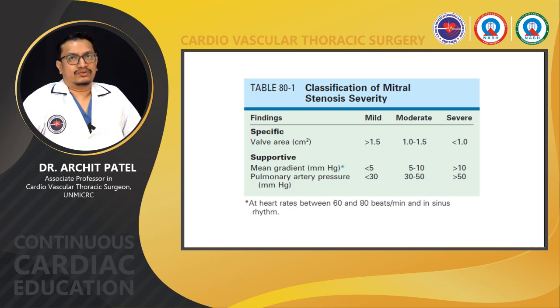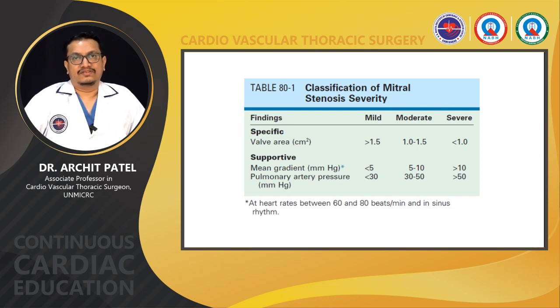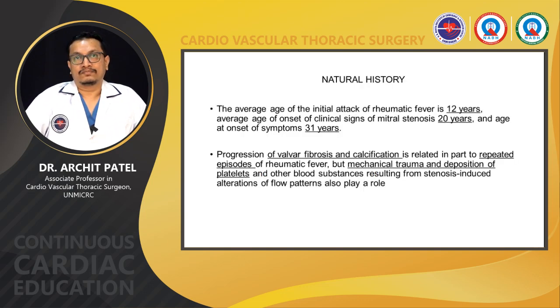This is a table showing classification of mitral stenosis severity into mild, moderate, and severe with specific and supportive findings. The specific findings are valve area in centimeter square: mild more than 1.5, moderate 1 to 1.5, and severe less than 1. With supportive mean gradient: mild less than 5, moderate 5 to 10, severe more than 10. With pulmonary artery pressure: mild less than 30, moderate 30 to 50, severe more than 50.